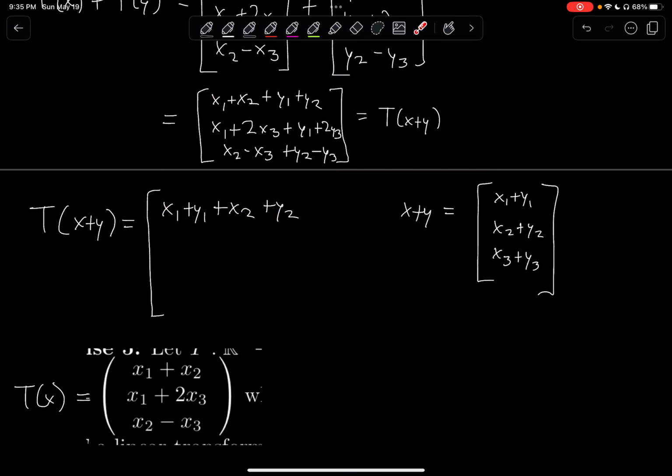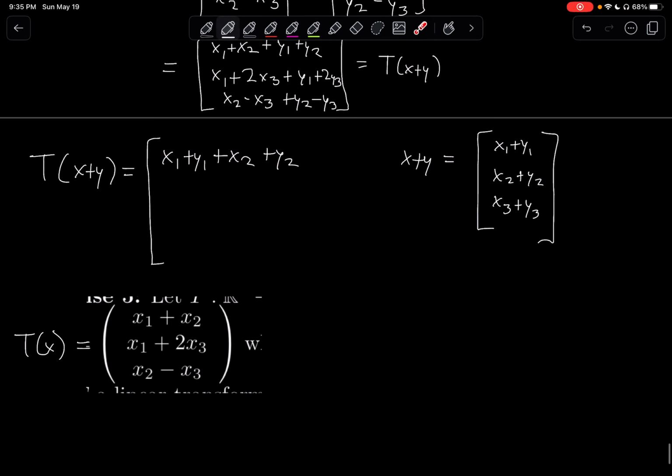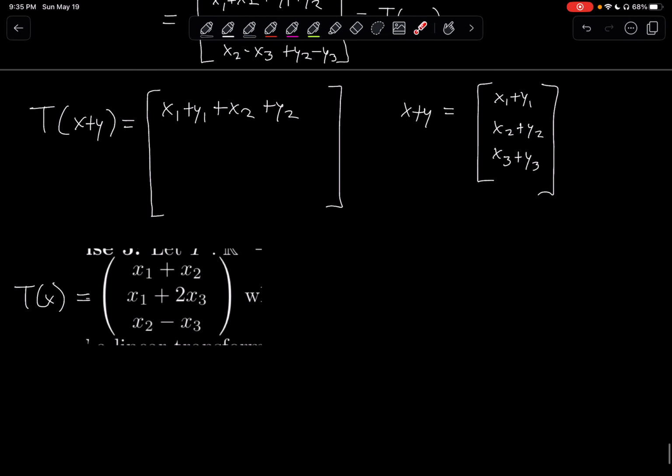So the first row is looking good. Let's check the second row, and let's close this off. Okay, so what is the second row telling me to do? It's saying I need the first component of the vector plus 2 times the third component of the vector, right? Okay, so let's do that.